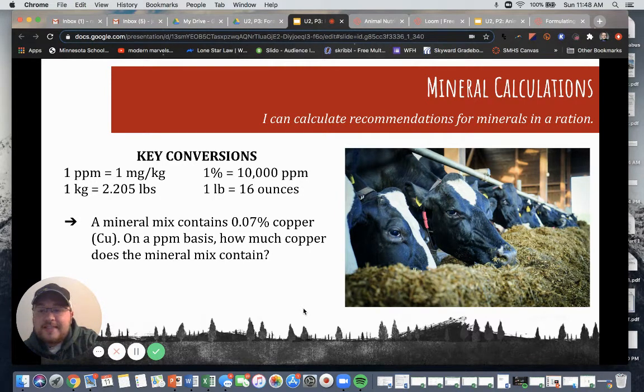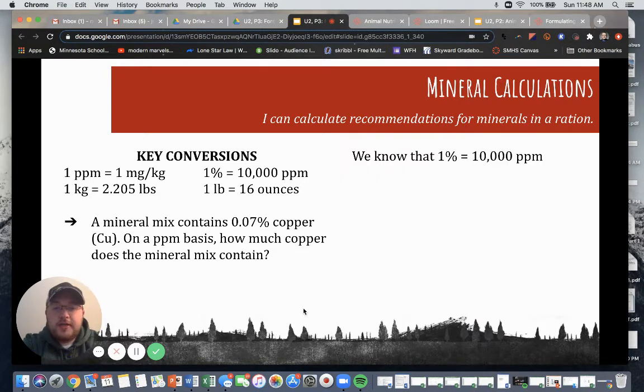A mineral mix contains 0.07% copper, Cu. On a parts per million basis, how much copper does the mineral mix contain? So that's our first practice problem. So here's what we're going to do. We know that 1% equals 10,000 parts per million, right? Because that's given to us in our key conversions. 1% equals 10,000 parts per million.